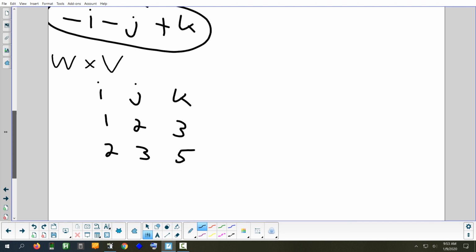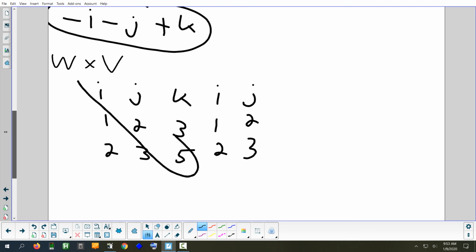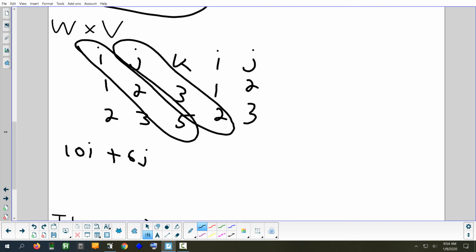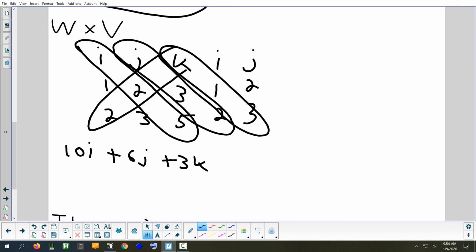Next up, copy the first two columns. I, J, 1, 2, 2, 3. And now we'll go through our product and see what we get. Courtney, what's I25? 10I. Matt, J32? 6J. Justin, K13? 3K. And now remember, we're subtracting the next ones. Emily, what's K22? 4K. Thank you. Minus 4K.